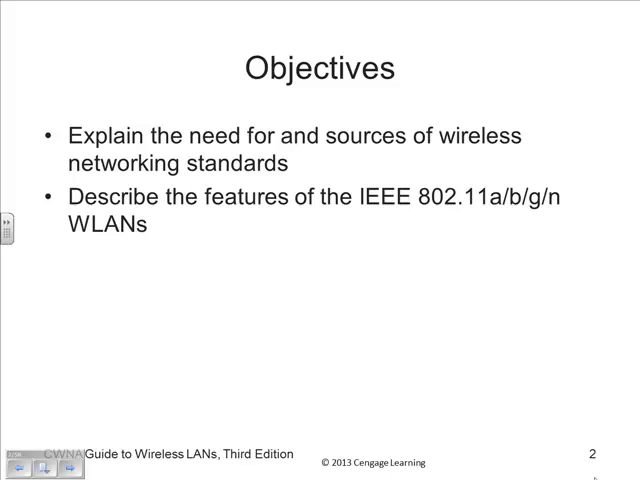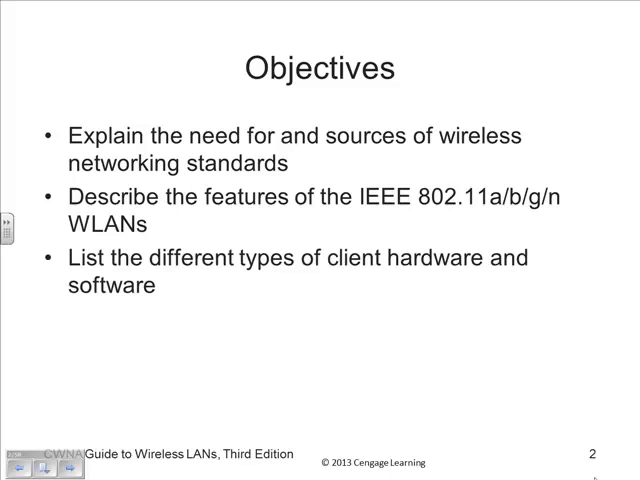The features of the 802.11a, b, g, and n WLANs, I'm going to go through those briefly. We'll hit the highlights, and the details are in that 600-page document, the wireless standard document. Different types of client hardware and software. Probably nothing really magical there. We'll go through, and they got a bunch of pictures in the book.